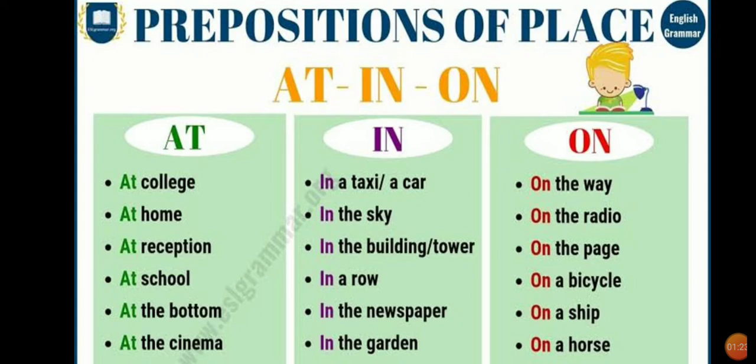We use in when we think of a place as an area. Example, in a taxi or a car, in the sky, in the building or tower, in a row, in the newspaper, in the garden. And last, we use on when we think of a place as a surface. Example, on the way, on the radio, on the page, on a bicycle, on a ship, on a horse.